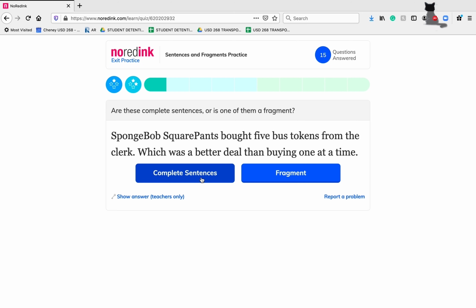SpongeBob SquarePants bought 5 bus tokens from the clerk. Sentence. Which was a better deal than buying one at a time? Now here, which was a better deal than buying them one at a time cannot sit by itself. So this by itself is not a complete thought, so it is a fragment.